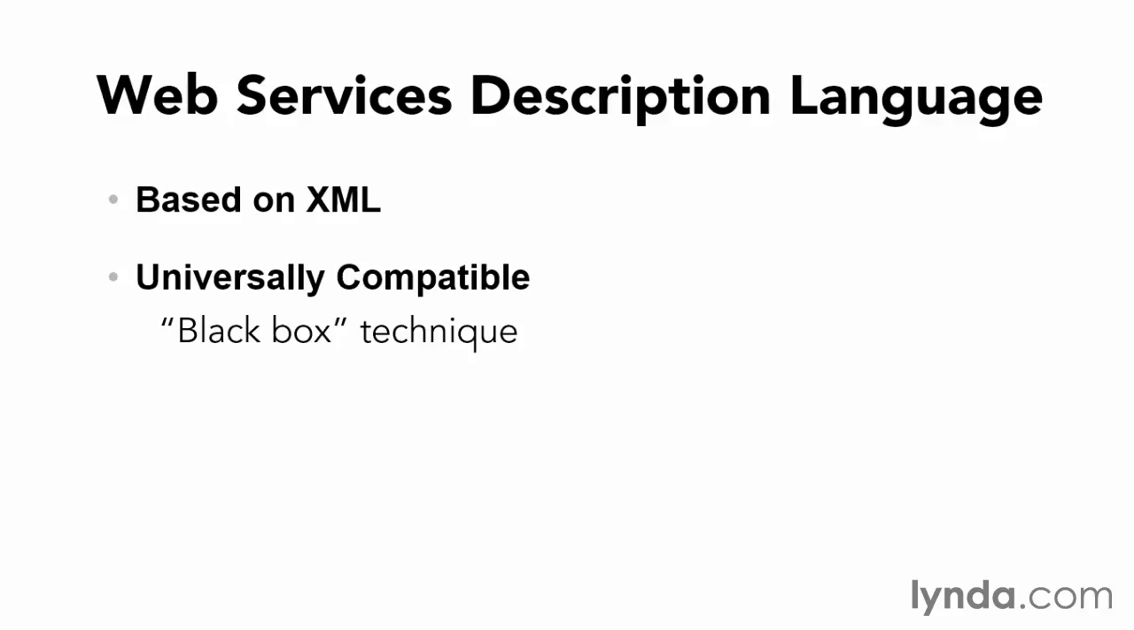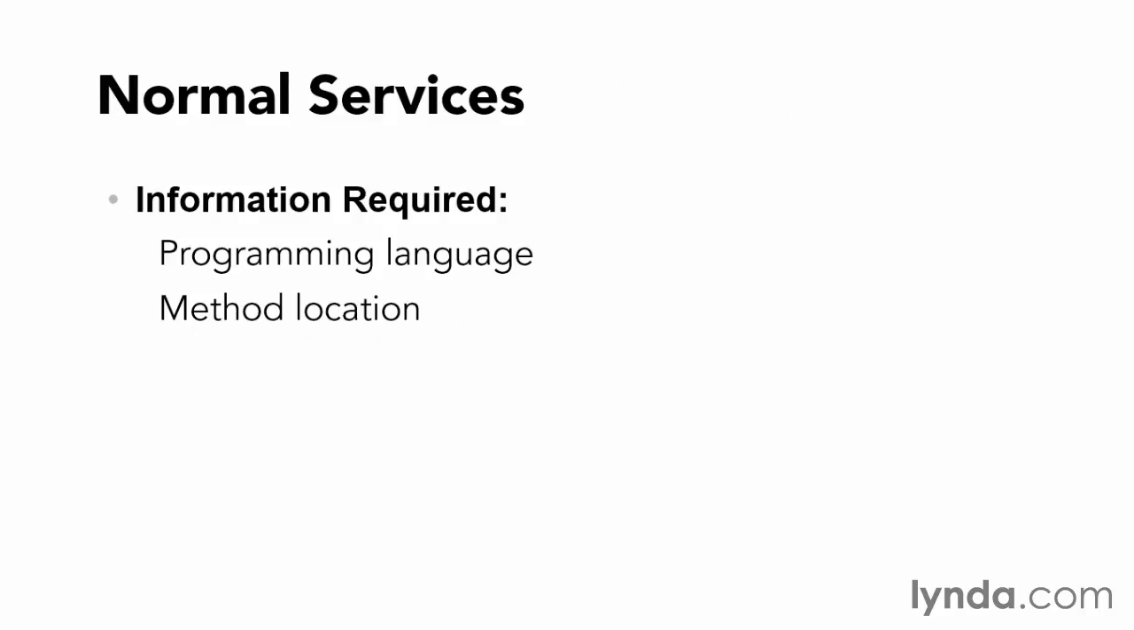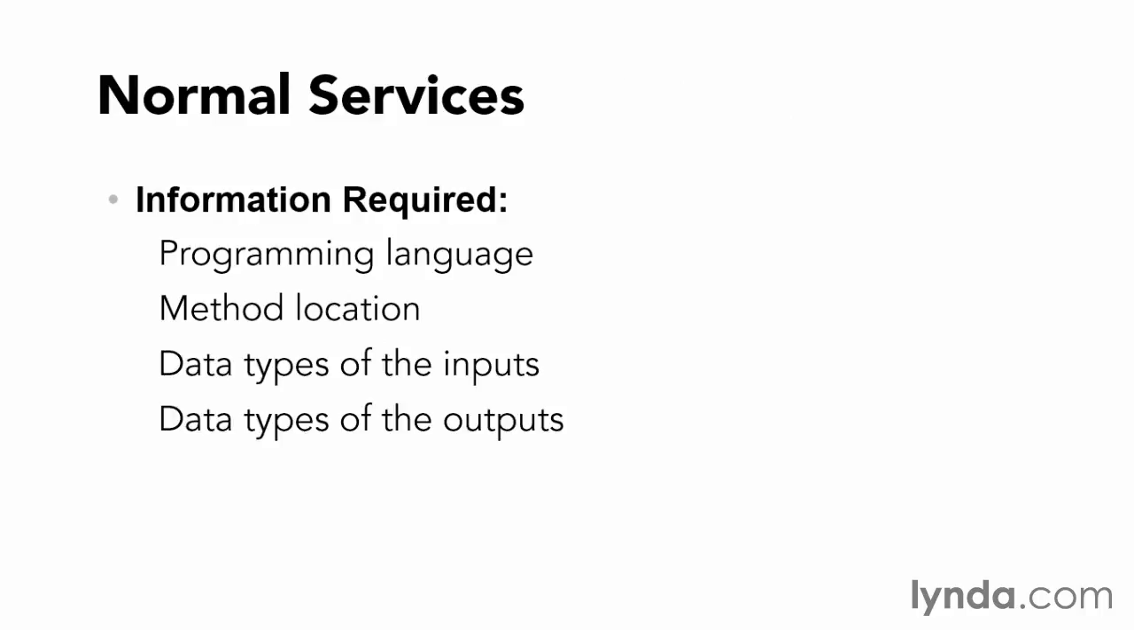The key principle behind WSDL is abstraction. In order to give a function maximum flexibility, it should require as little information as possible in order to run. That way, other programs can call it with a minimum of time and effort. For normal functions, the information required is the programming language, the method location, the data types of the inputs, and the data types of the outputs.